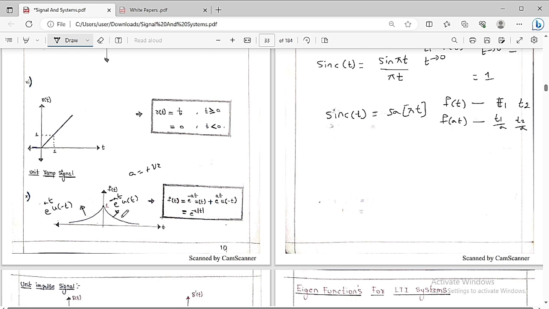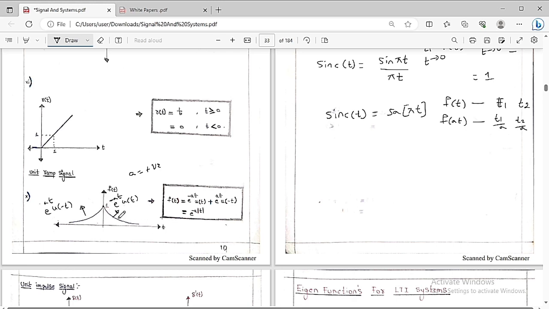Listen carefully here. This is a decreasing exponential. For e to the power of minus at into u of t, the area is positive, and at t positive it is going to decrease. In this case, t is already negative, so we already get a negative value here, and it is going to decrease. And u of t negative means u of minus t is positive. So this is the expression of this graph and this is the expression of this graph. These things you always have to keep in mind.